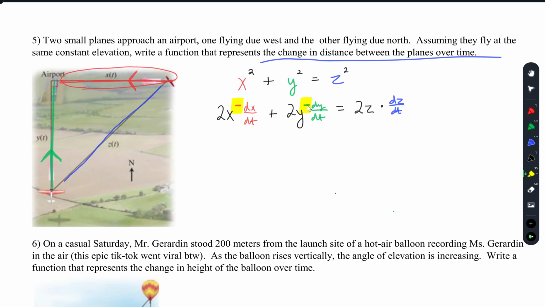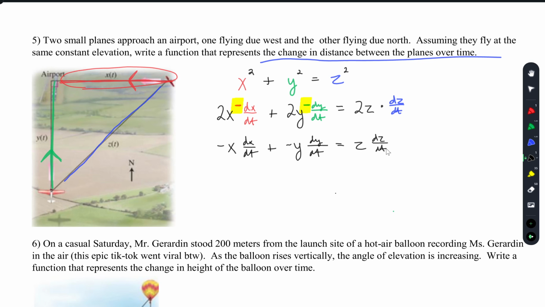And then if you were solving this problem, once we get to dz/dt, you know you're doing it right if you get a negative answer. Because if both of those are getting smaller, the distance between them is getting smaller. So now you're going to solve for dz/dt. I'm going to divide out all the 2's. So I'm going to go negative x dx/dt, then negative y dy/dt, and then I get z dz/dt.